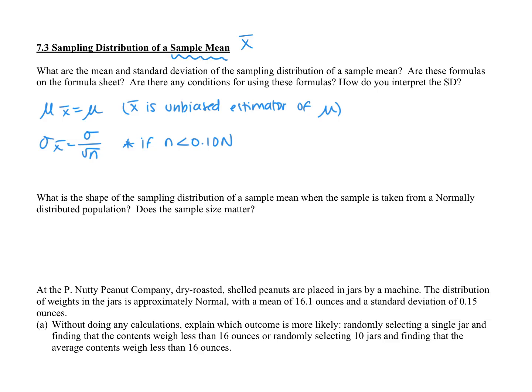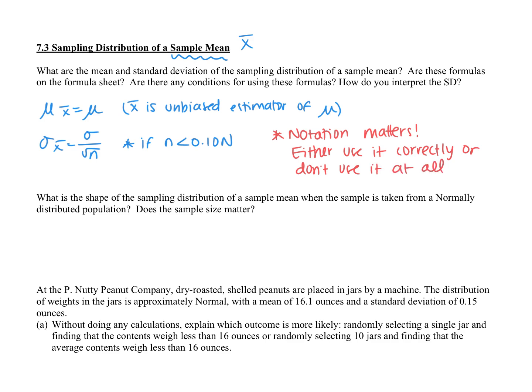One really important note for you is notation matters. Either use it correctly or don't use it at all. What I'm referring to is these symbols, or even the formula. If you're not positive on the notation, just use numbers. Because if you use the wrong notation, it is going to be counted as wrong on the AP test.